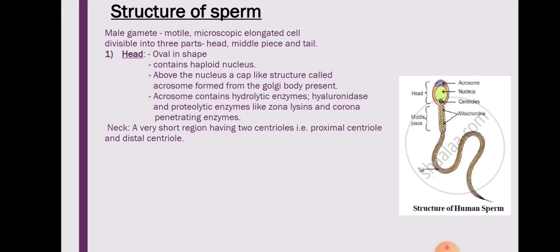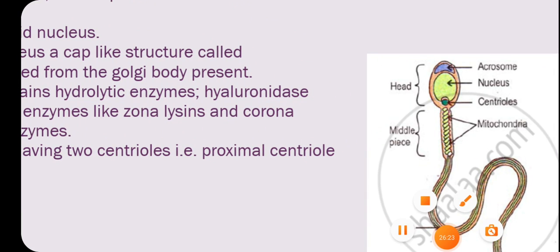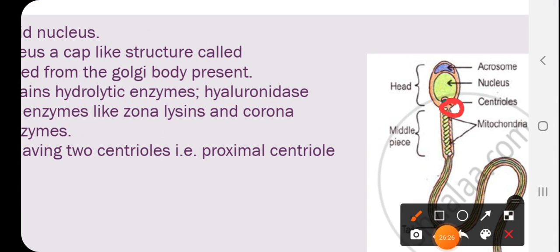Now, when the sperm approaches the female gamete, it has to penetrate through the layer surrounding the female gamete, or the ovum, secondary oocyte. So that is why the acrosome contains the different lytic enzymes which will help the penetration of sperm inside the ovum. The neck is a very short region having two centrioles, proximal and distal centriole. Now you will see here centrioles are present in this region.